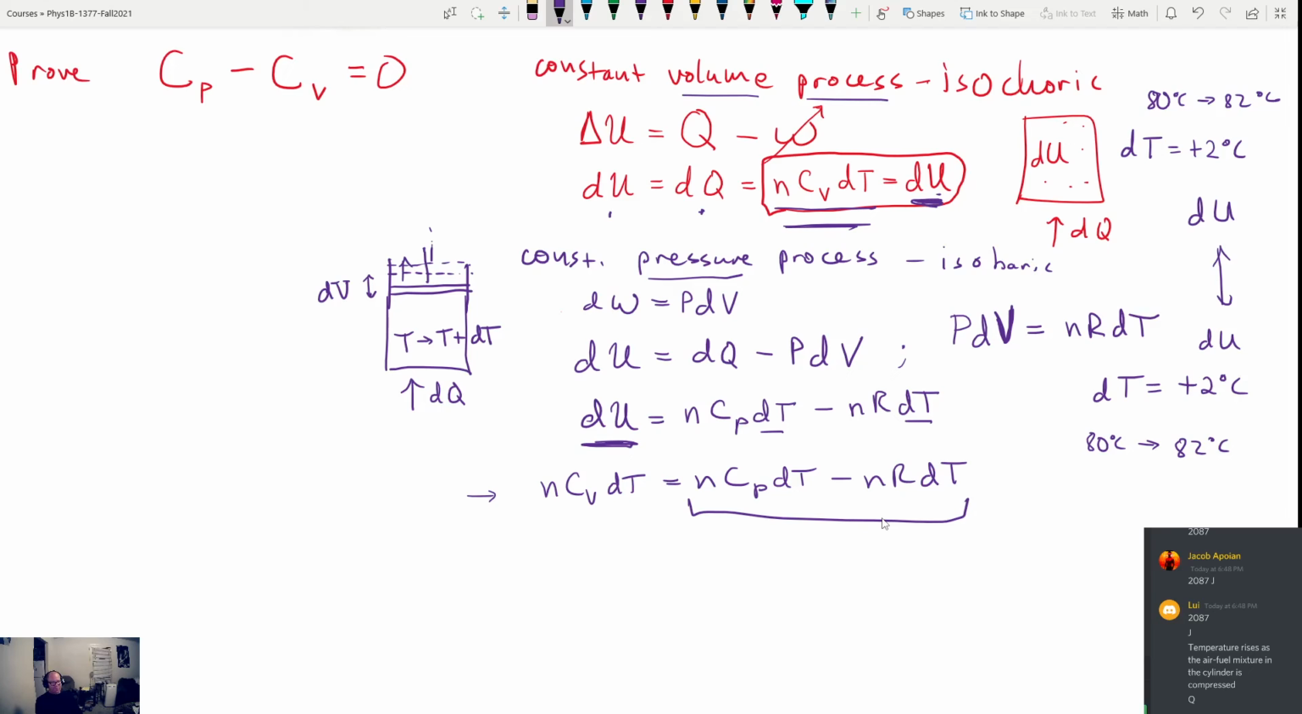When the volume changes, remember, that means that the system is doing work on its environment, and that's going to affect the change in internal energy of the system. If some of the internal energy of the system is doing work on its environment, you need to take that into account, right? So it can't just be this term. It also has to be this term.